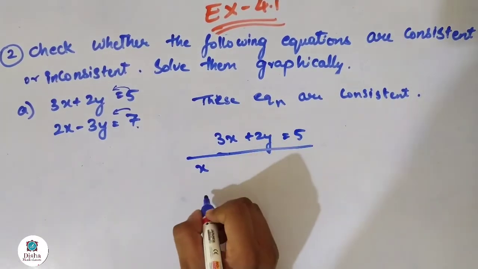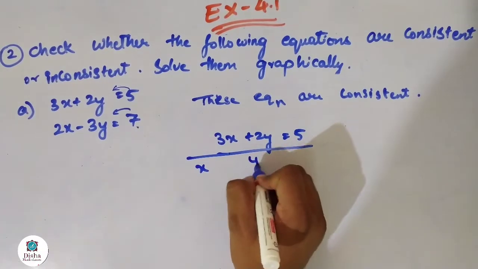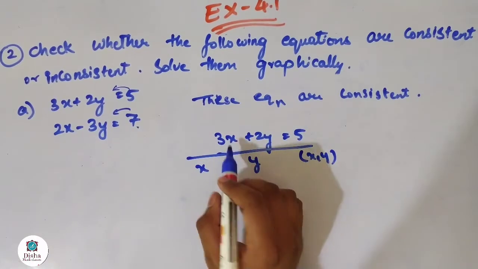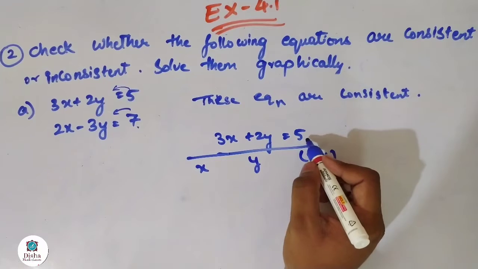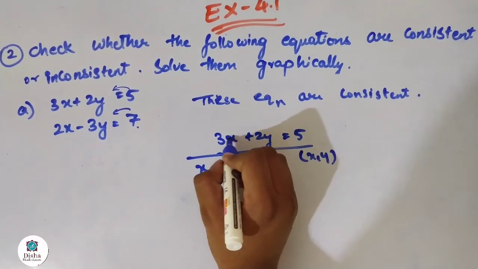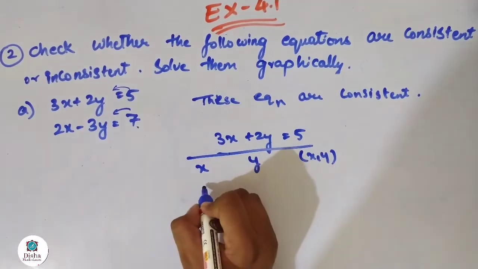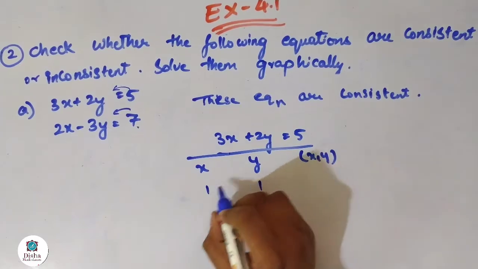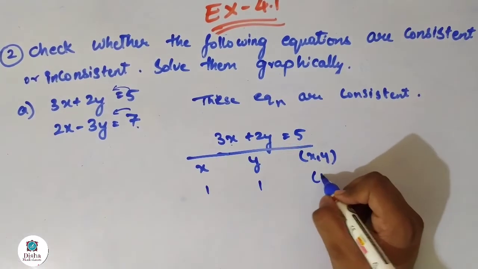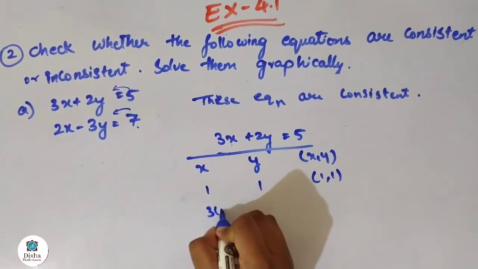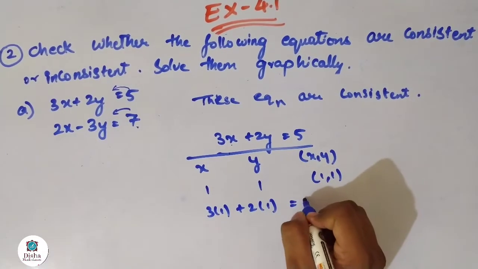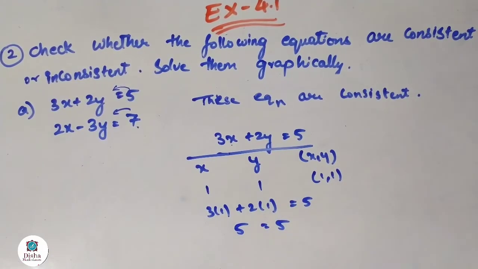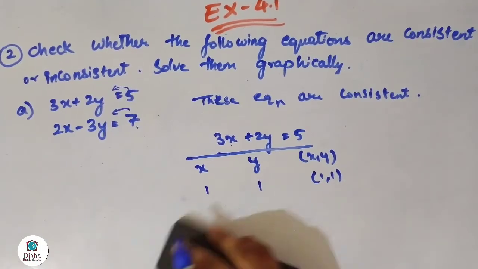Now we have to take an x value and a y value, x comma y. What value of x will we take and what value of y will we take, so that it equals 5? In the place of x we can write 1. 3 into 1 will be 3, and how much is remaining? 2, right? So the y value will also be 1. The x and y values are 1 comma 1. If you substitute, 3 into 1 plus 2 into 1 equals 5. 3 plus 2 equals 5. 5 equals 5, so LHS equals RHS. So this pair of x and y satisfies.